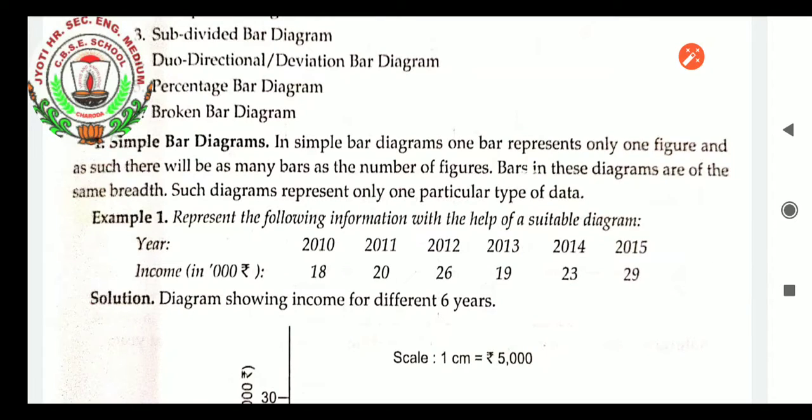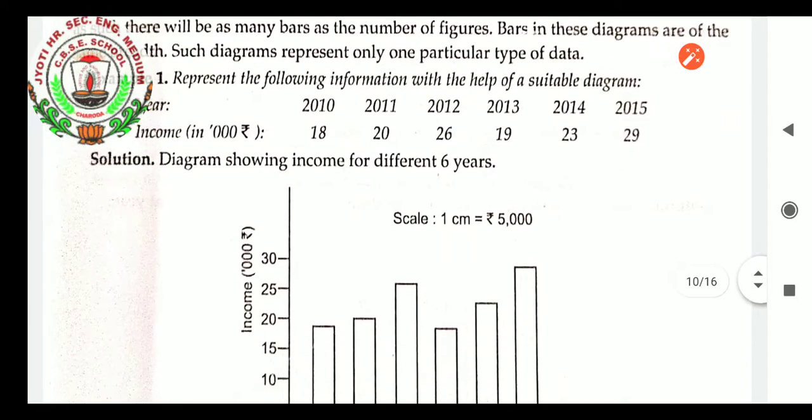Simple bar diagram. In a simple bar diagram, one bar represents only one figure and there will be as many bars as the number of figures. Bars in this diagram are of the same breadth. For example, if marks of the mathematics subject are given, then they can be shown with the help of a simple bar diagram. Such a diagram represents only one particular type of data.